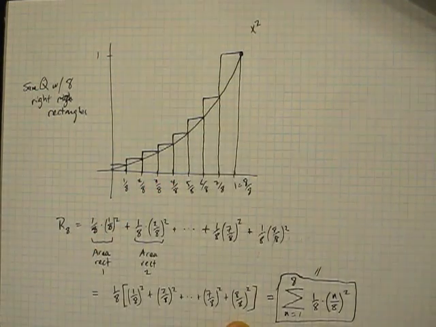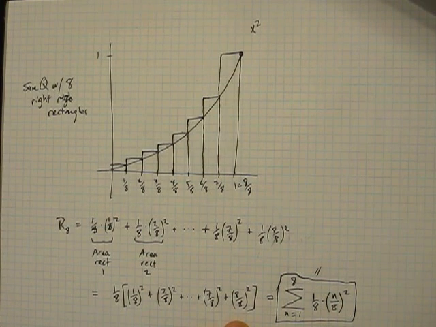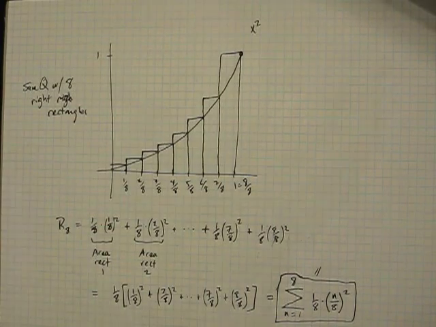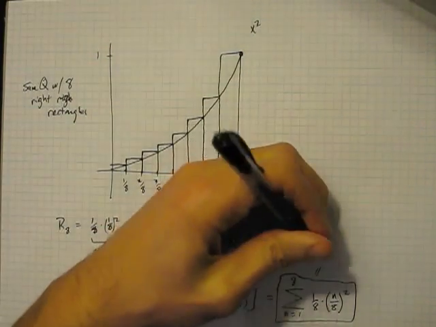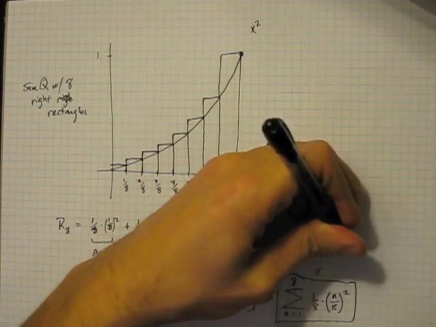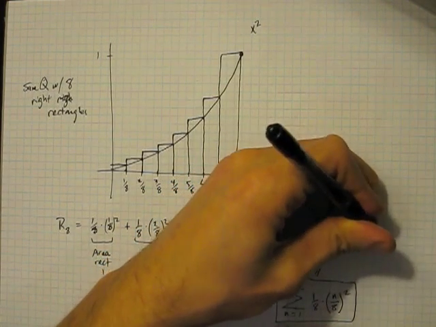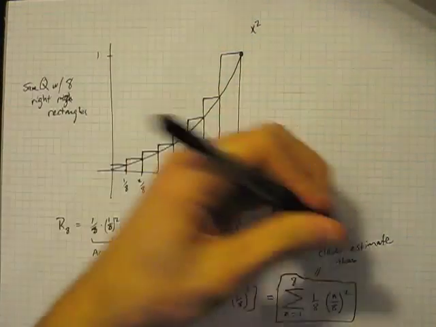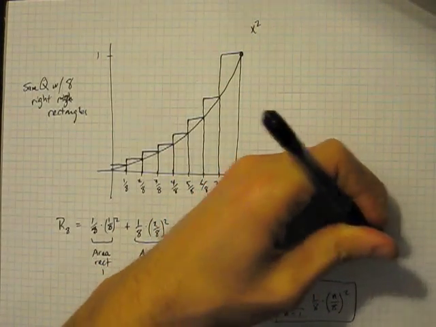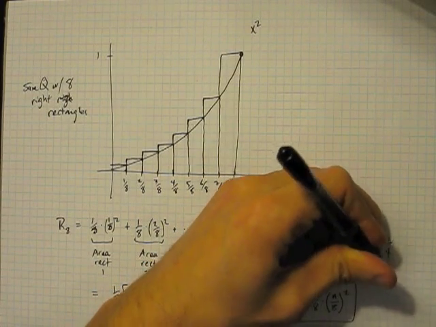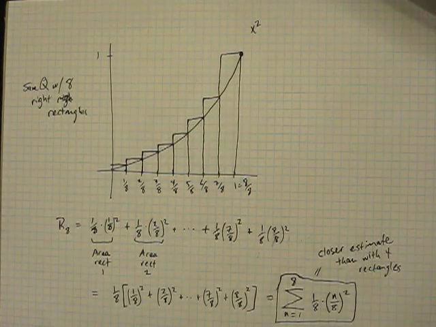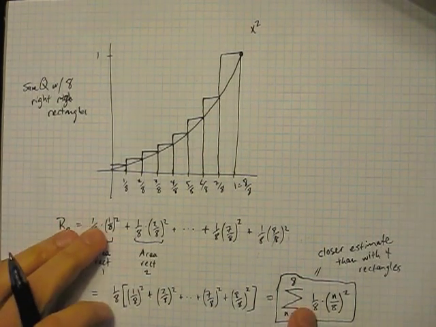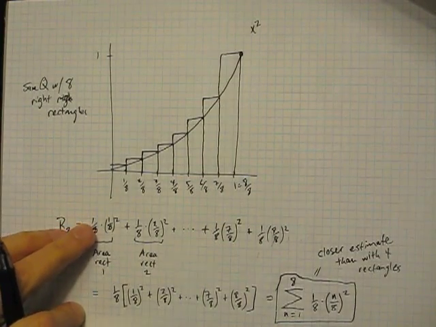And if we compute this, well, let's see. If we compute this, well, I don't have access to this number, but it is a closer estimate than with 4 rectangles. Okay, so this is estimating with 8 rectangles this time. Okay, so now let's do this just more generally.